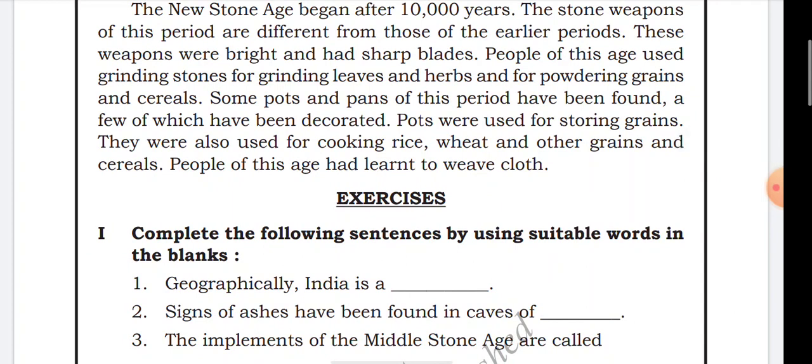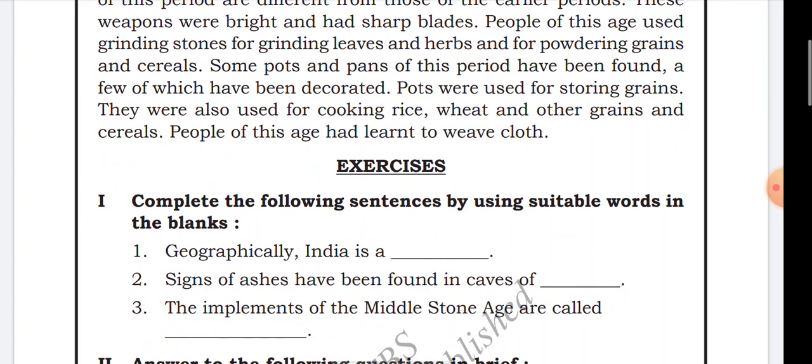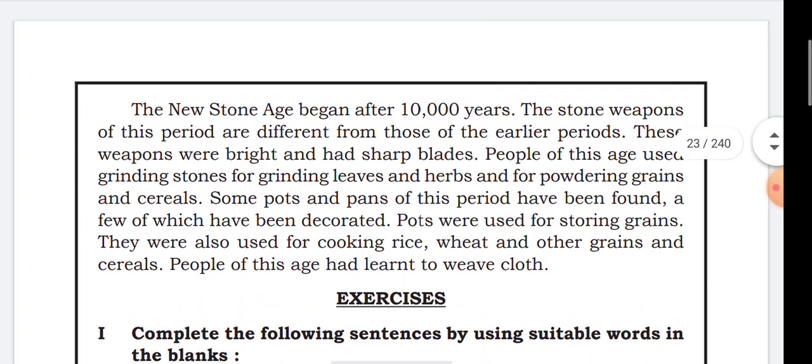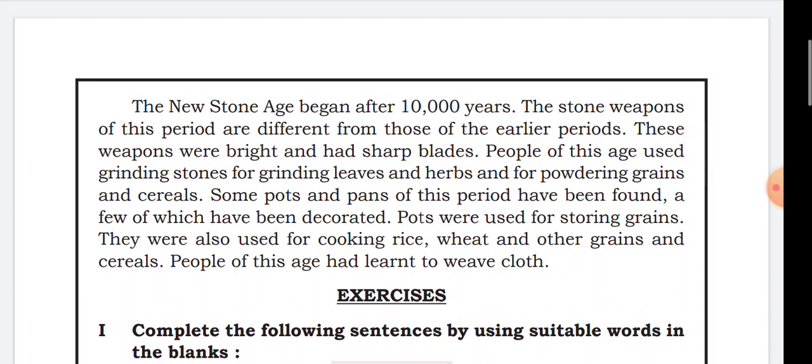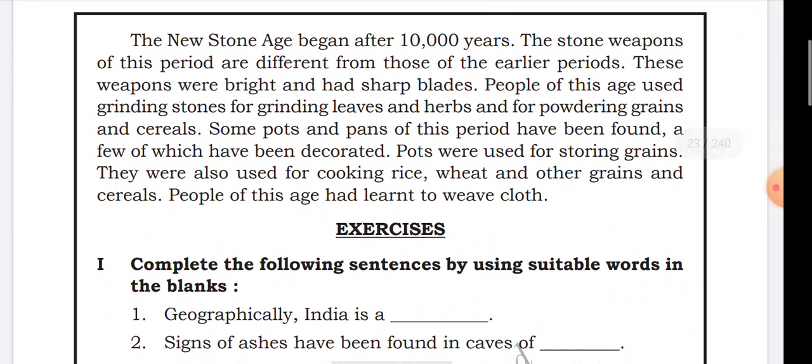Some pots and pans of this period have been found, a few of which have been decorated. Archaeologists have found some of the pots and pans of this New Stone Age, and they were decorated. Pots were used for storing grains. The main purpose of using pots during this period was to store grains. They were also used for cooking rice, and even other grains and cereals.